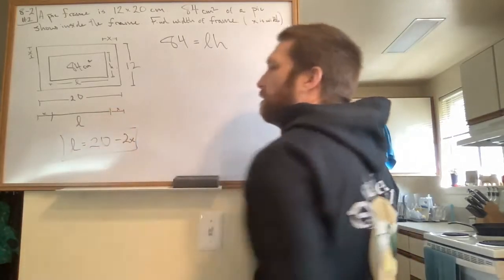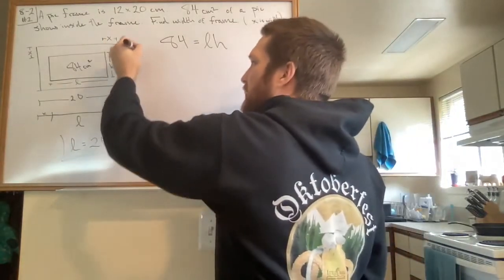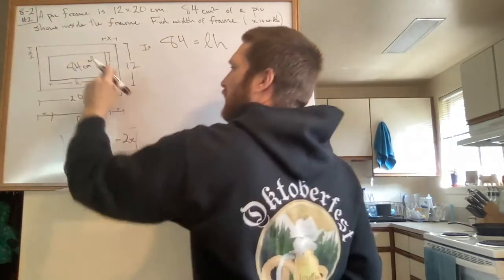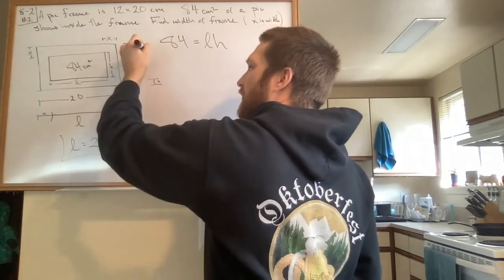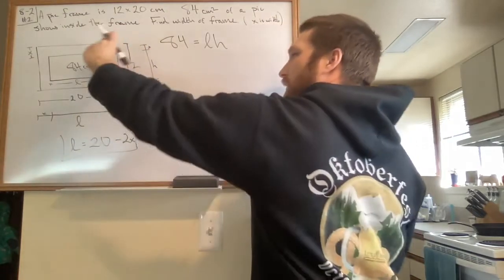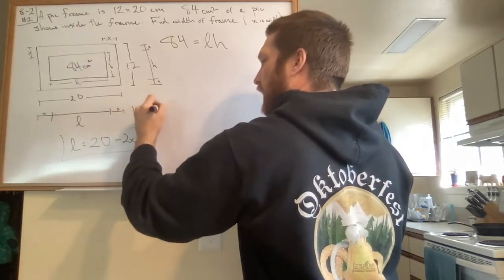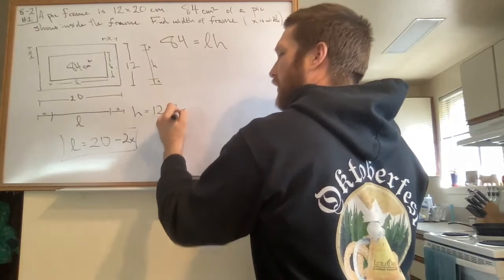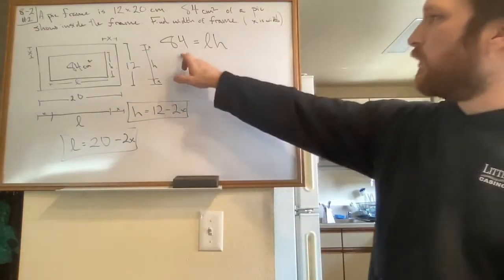Now play the same game with H. How did we get H? Well, you took 12 and subtracted off an X from here, and an X from here. And the thing that was left was that length right there, H. So H is 12 minus X minus X, or we could simplify that to 12 minus 2X. There we go.